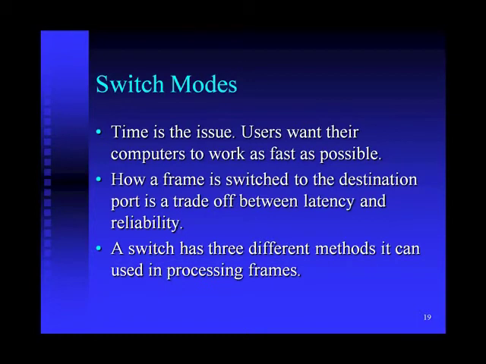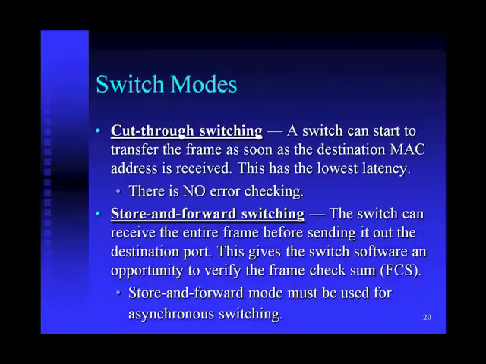A switch has 3 different methods it can use in processing the frame. Here are 2 of those methods. First one here, cut-through switching. A switch can start to transfer the frame as soon as the destination MAC address is received. This is the lowest latency, but there's not going to be any error correcting. So as soon as that switch gets the frame, just forward it on to the correct destination. Don't check for any errors.